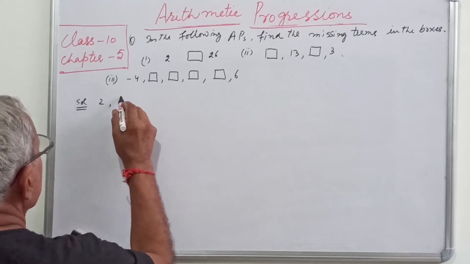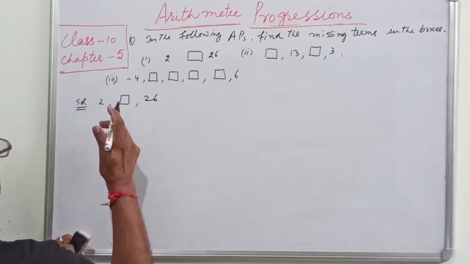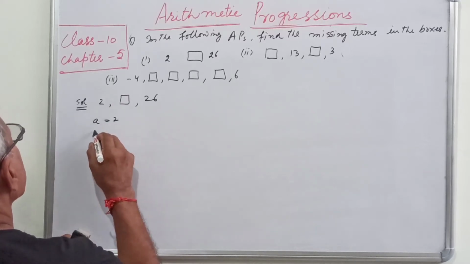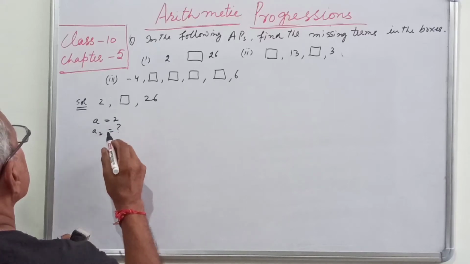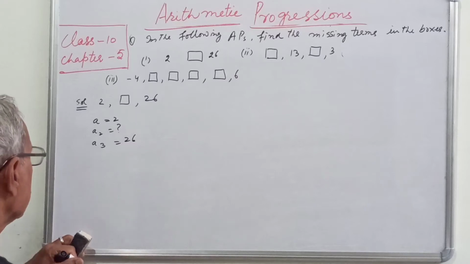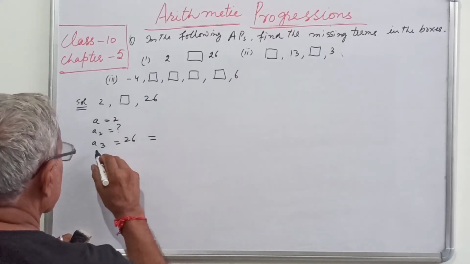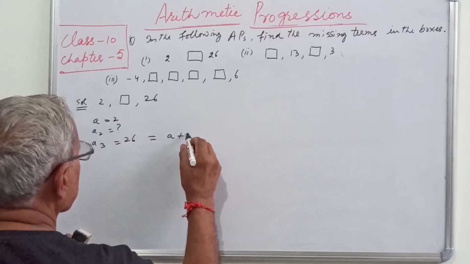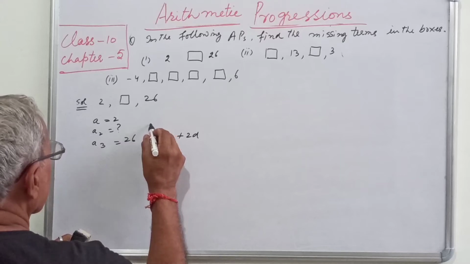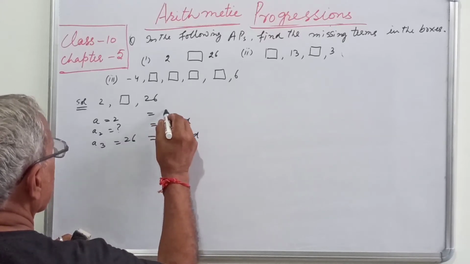2 and 26. So here the first term A is 2. Second term A2 we have to find out, and A3 is 26. So the formula of A3 will be A plus 2D. Formula for A2 will be A plus D. And this is A plus 0D.